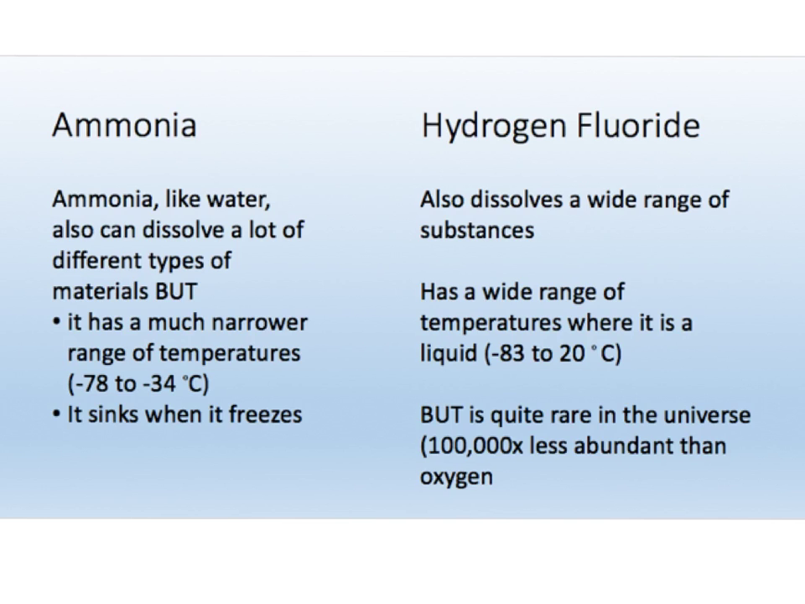Hydrogen fluoride, in addition to ammonia, can dissolve a wide variety of substances and has a wide range of temperatures at which it's a liquid, so that may seem better initially, but it is 100,000 times less abundant than oxygen in the universe, so its rarity presents a problem.